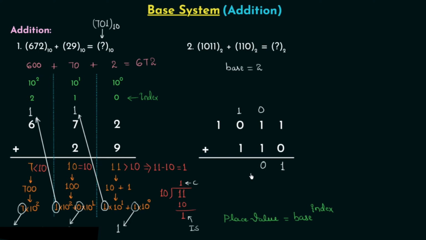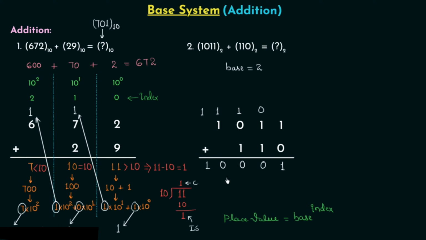Moving forward, we will add 1, 0 and 1, giving us 2 again. 2 when divided by 2 will give us quotient or carry equal to 1, and the remainder or the intermediate sum will be 0. And at last we have 1 plus 1 giving us 2. 2 when divided by 2 will give us carry equal to 1, and it will give us the intermediate sum equal to 0. This means we have 1 plus 0 giving us 1.